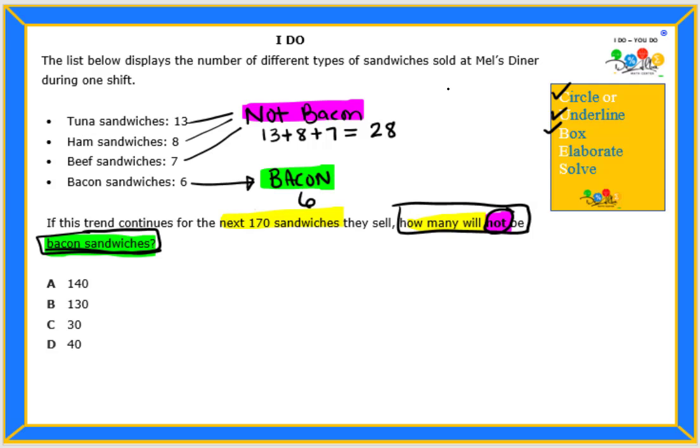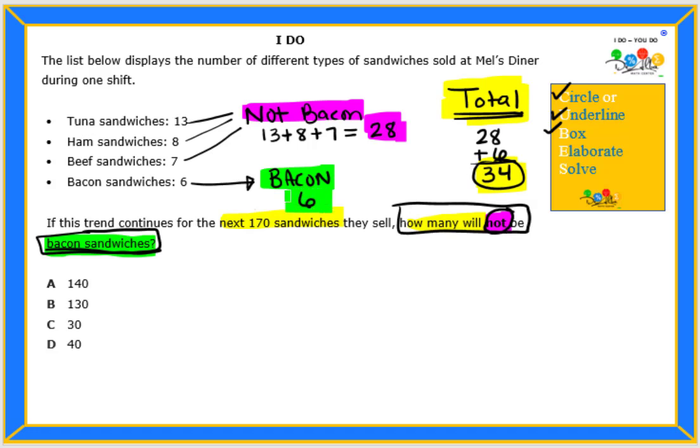So now let's find our total number of sandwiches. We have 28 that are not bacon and 6 that are bacon. So we have a total of 34 sandwiches. Okay, so we have 3 pieces of information. We have the number of sandwiches that are not bacon, the number that are bacon, and the total number of sandwiches. So now we're going to use that information to solve our problem, and we're going to make a table.